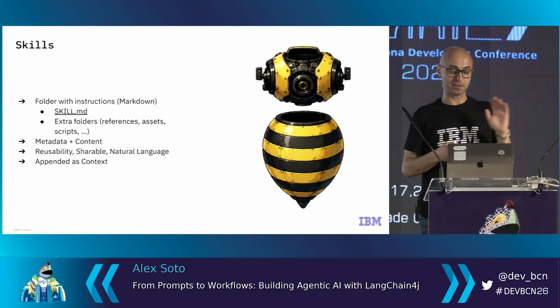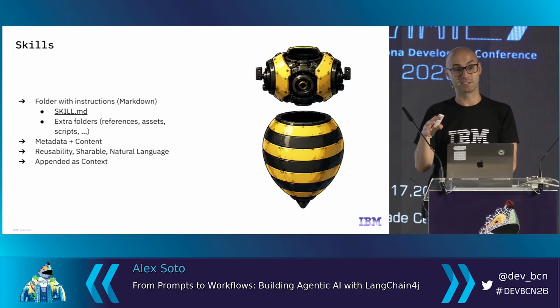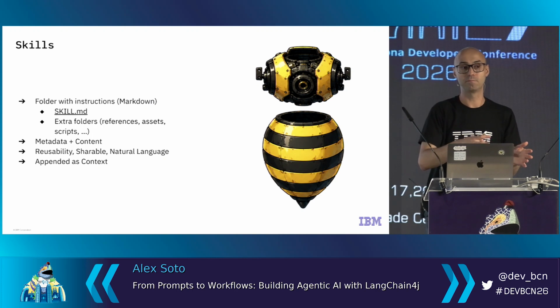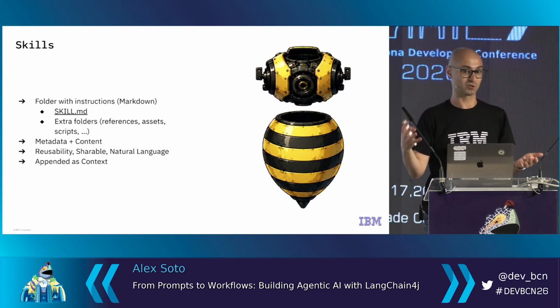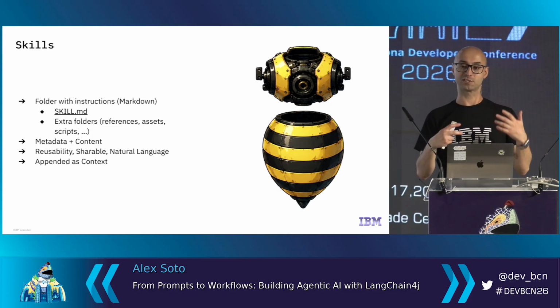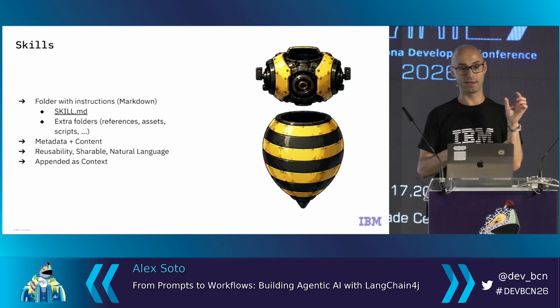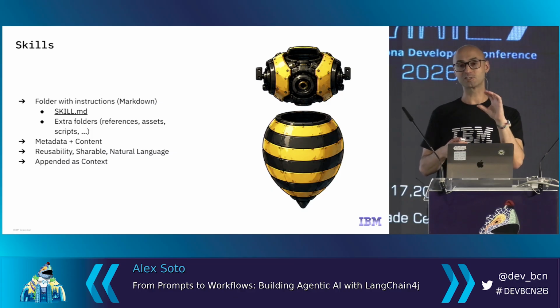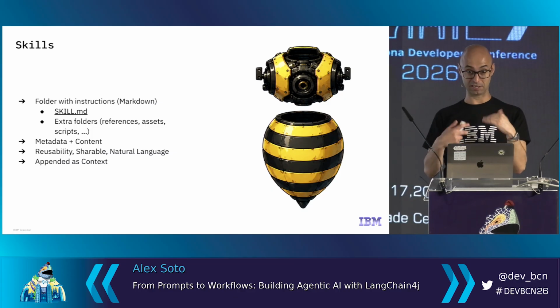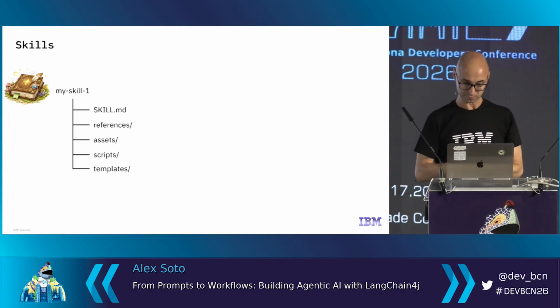And one thing that you need to be aware of is that you append the skill as context, which means that your prompt gets bigger, so more tokens. But there are a lot of studies that say that skills use fewer tokens than MCP tools. So always try to use skills if you can. If not, then go to tools. And it works like this.